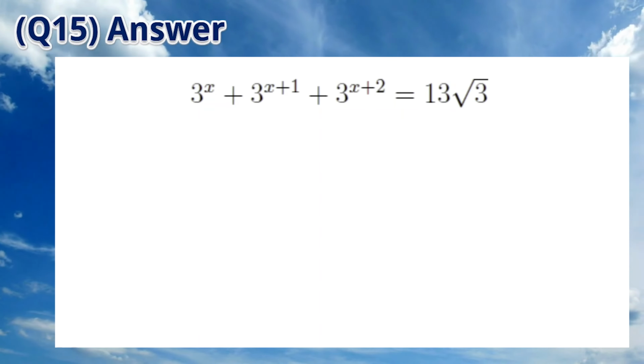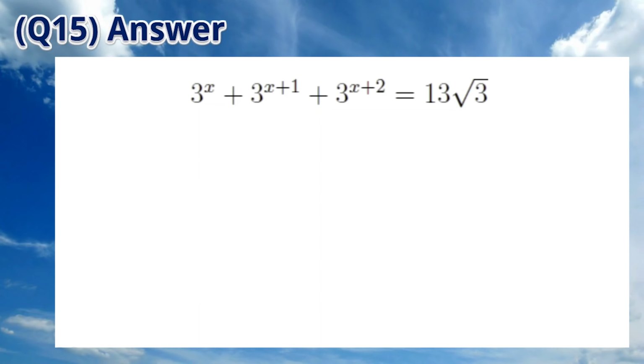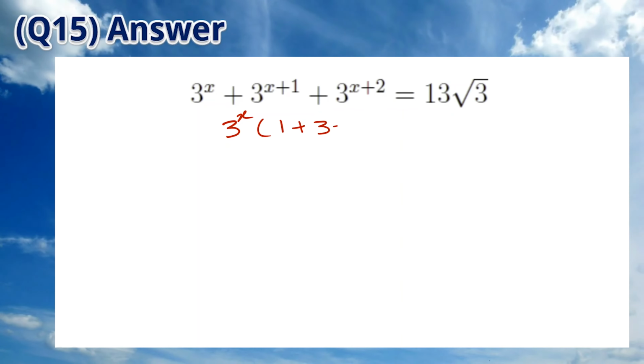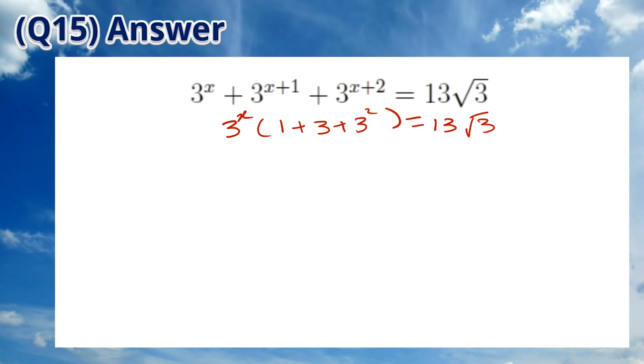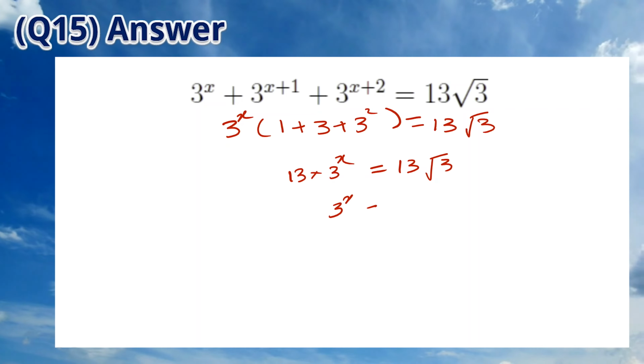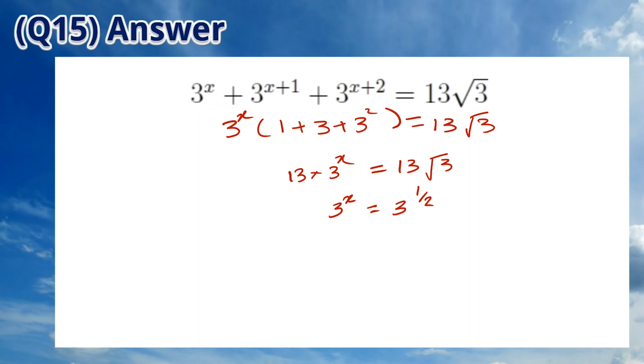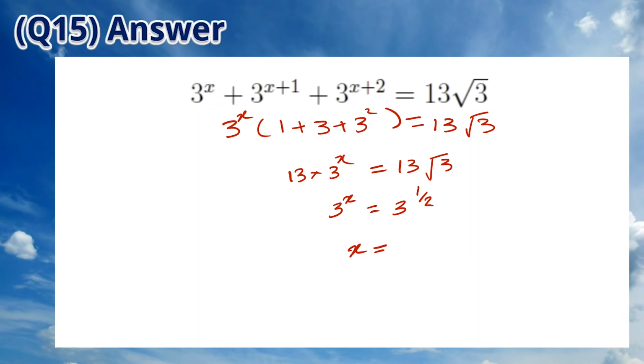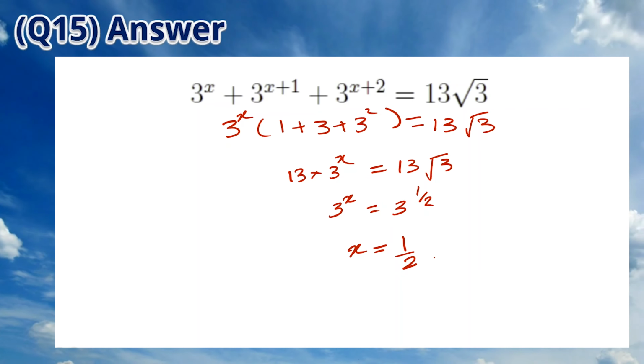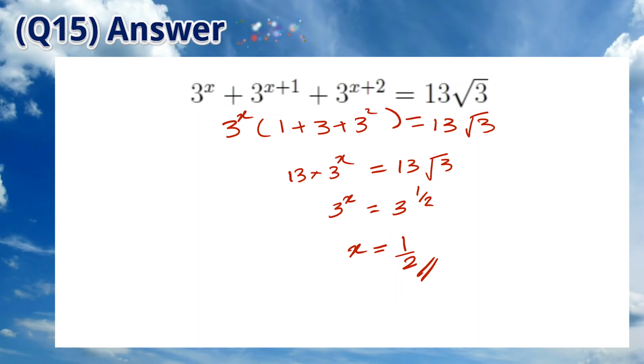We get that 3 to the power x is a common factor. We can simplify this equation to get that 3 to the power of x is equal to root 3, or 3 to the power of 1 over 2. This means that x is equal to 1 over 2. So the answer is B.